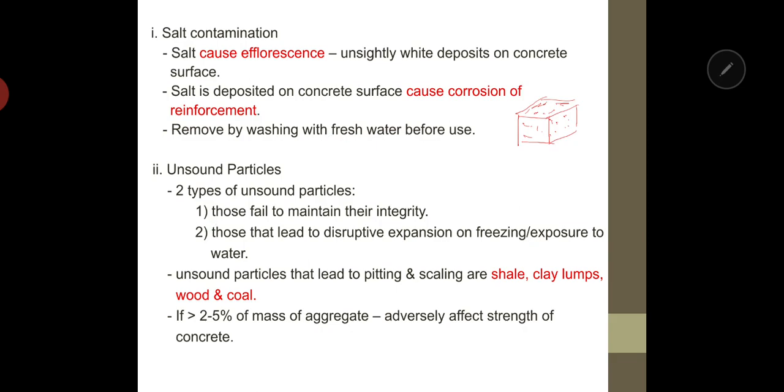For unsound particles, there are particles that fail to maintain their integrity, those that lead to disruptive expansion on freezing or exposure to water. The unsound particles that lead to pitting and scaling are shale, clay lumps, wood, and coal. If more than 2.5% of the mass of aggregate is such particles, it adversely affects the strength of concrete. So for all of this deleterious material, we want to ensure there is none before we mix the concrete.